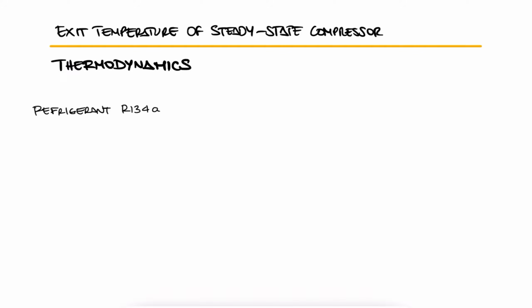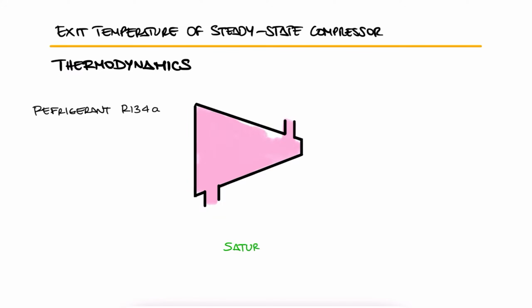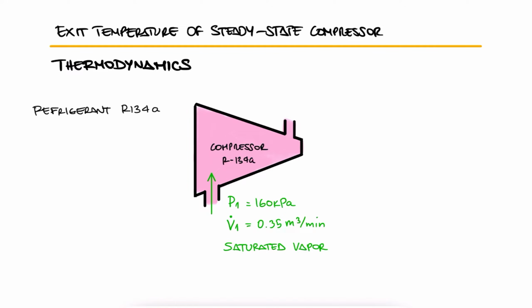Refrigerant 134A enters a compressor at 160 kilopascals as a saturated vapor with a flow rate of 0.35 cubic meters per minute and leaves at 500 kilopascals. The power supplied during the compression is 1.42 kilowatts. What is the temperature of the refrigerant at the exit of the compressor?